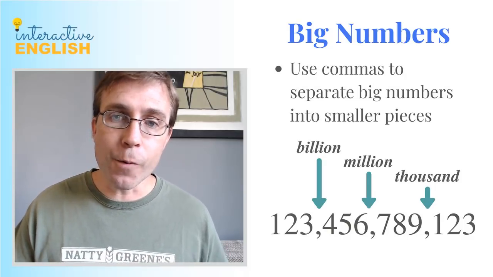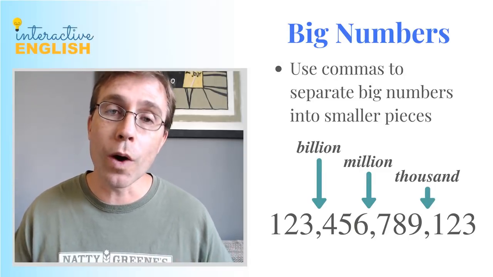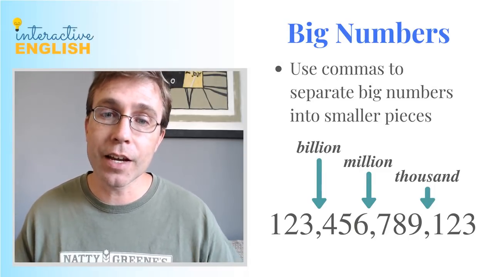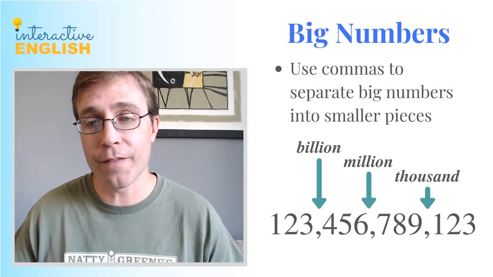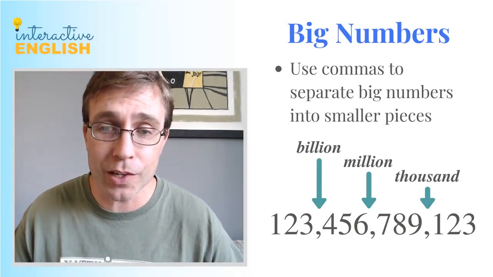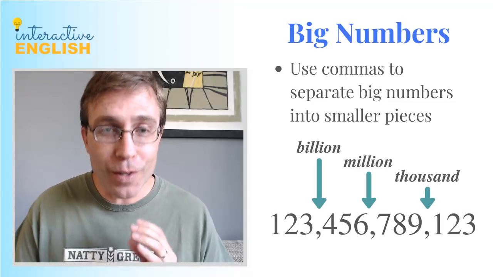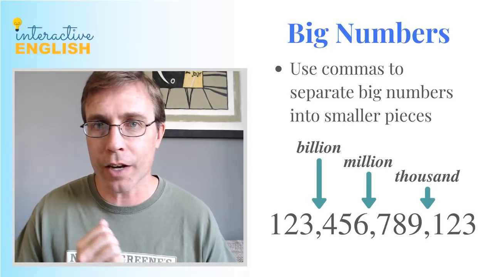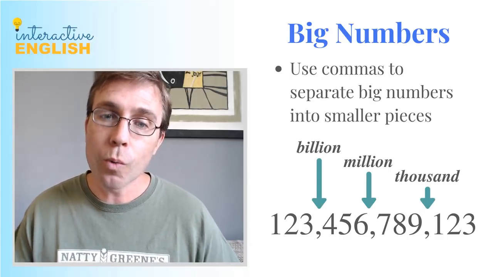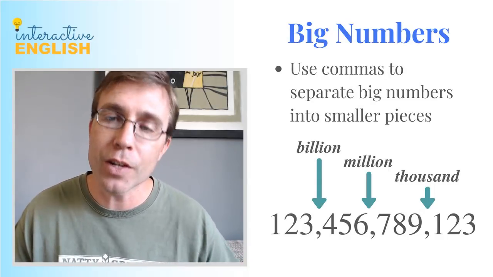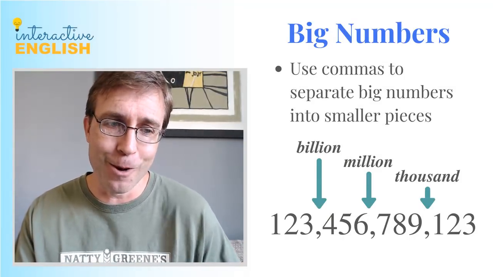Million. 456,789,123. The next comma, billion. 123,456,789,123. That is how you would say this number. You use the commas to identify, are we talking billions, millions, thousands, and then just say the whole number. 123,456,789,123. You can try saying it really fast if you want to.